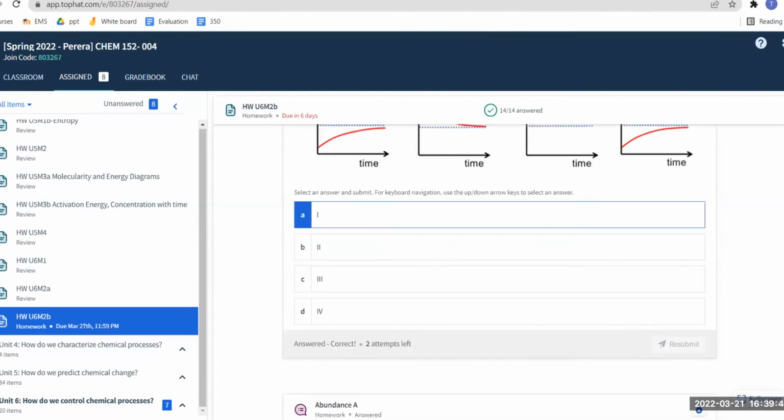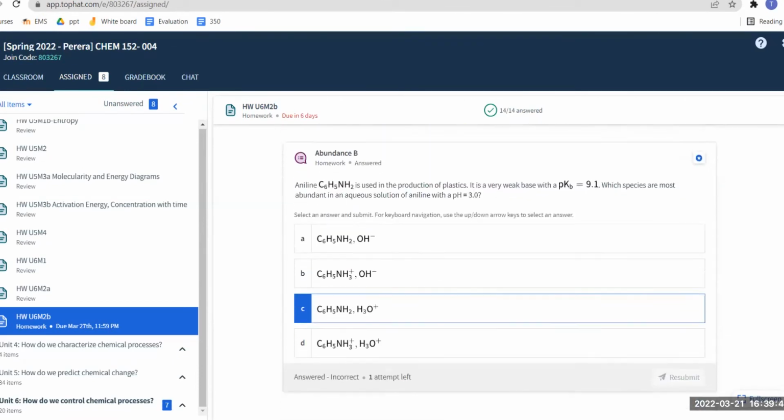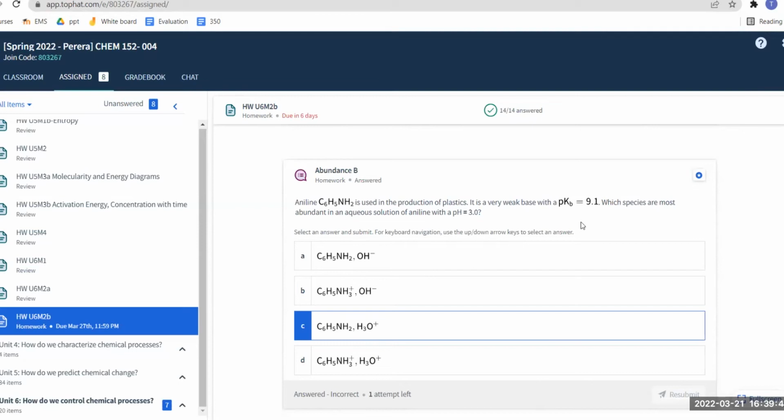I think I did a lot wrong, so we can do it together. I think I was wrong on this one too. Now you're gonna tell me what to do, okay? I'm gonna listen. Imagine that I'm the student now, you're the instructor. Okay, so this is a base. It's a weak base, pKb. Which species is the most abundant? pH equals 3. We haven't talked about this in class, to be fair to you, actually. You know that, right?